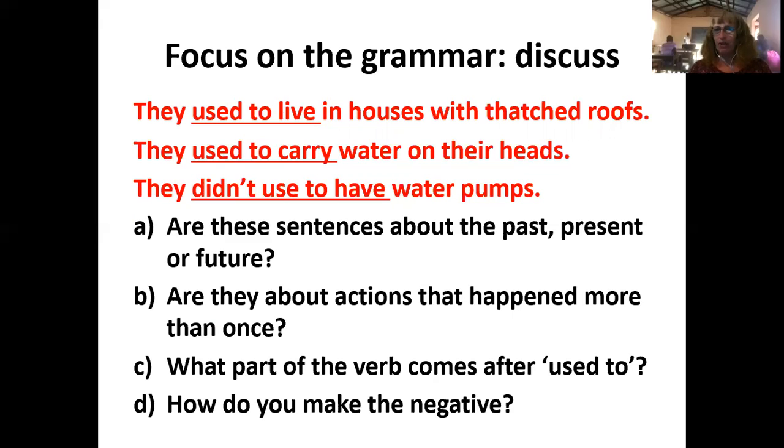C, what part of the verb? That's the base form or infinitive. And how do you make the negative? Have a look back at the example. Didn't used to, with no D on used.